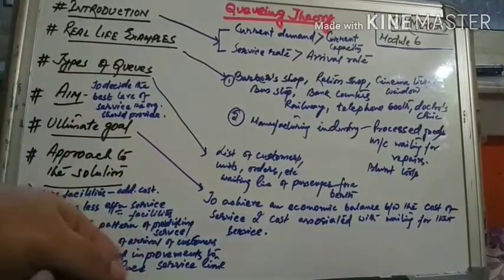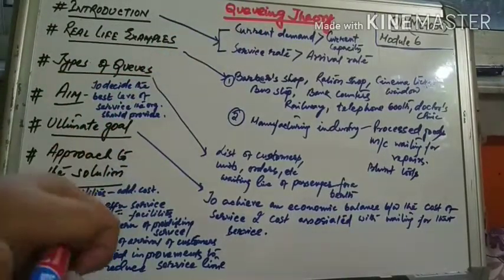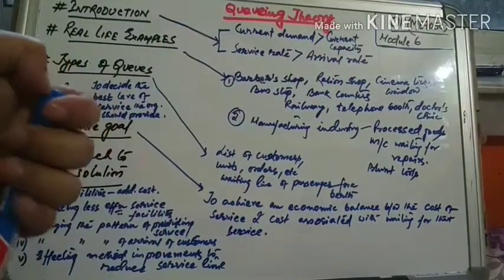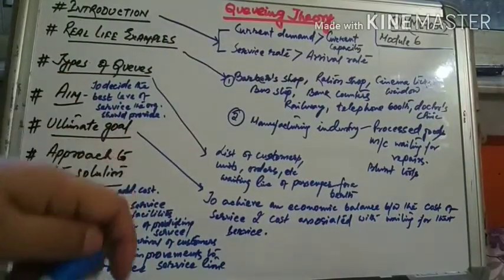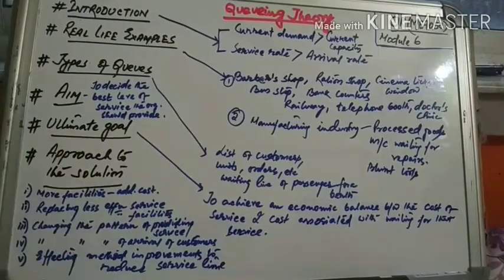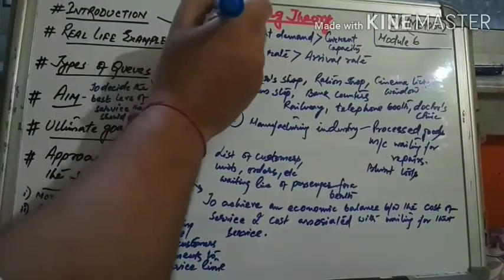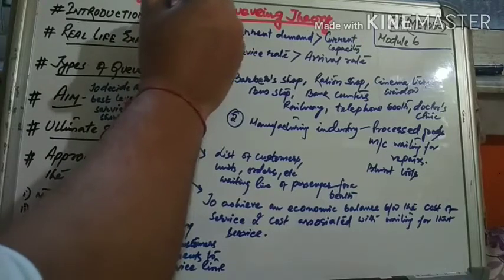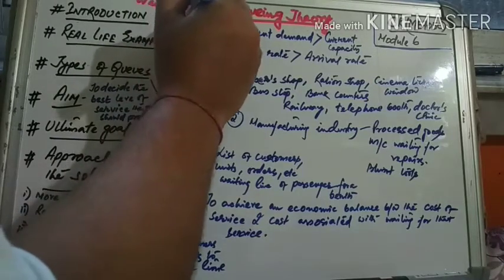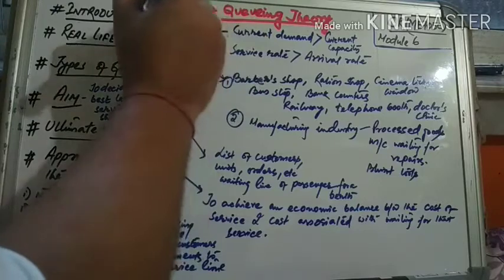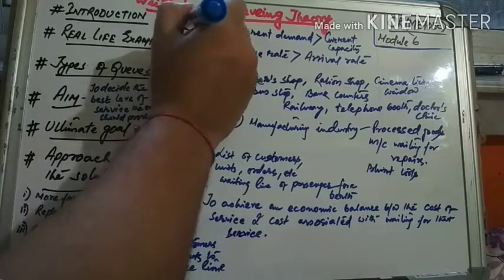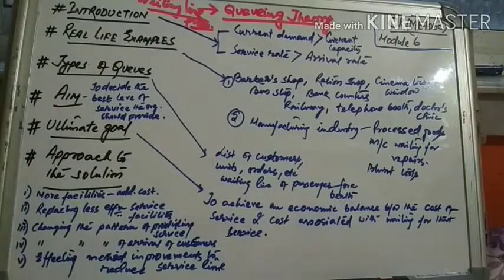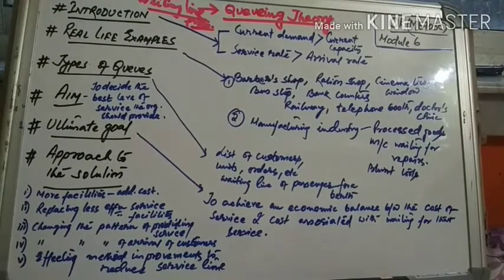Welcome, students. Today our topic is queuing theory. It comes under module 6 of operation research in the Mechpro syllabus. Basically, queuing theory is what they call a waiting line. You can find it in the syllabus given as a waiting line problem. So don't get confused. This waiting line problem is nothing but the queuing theory itself.